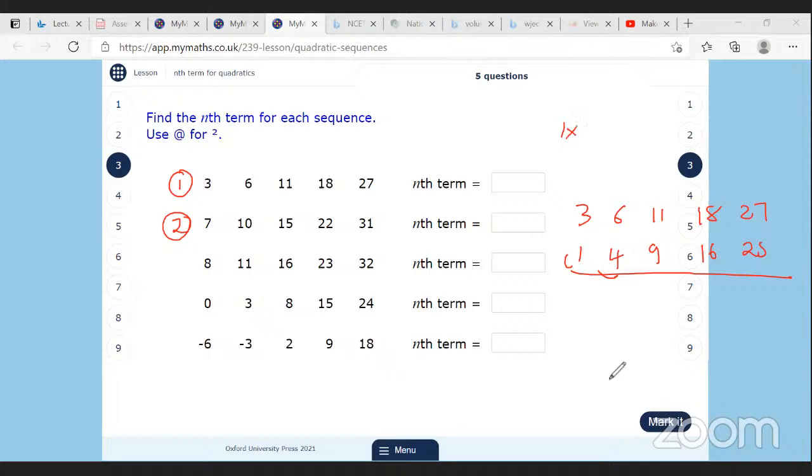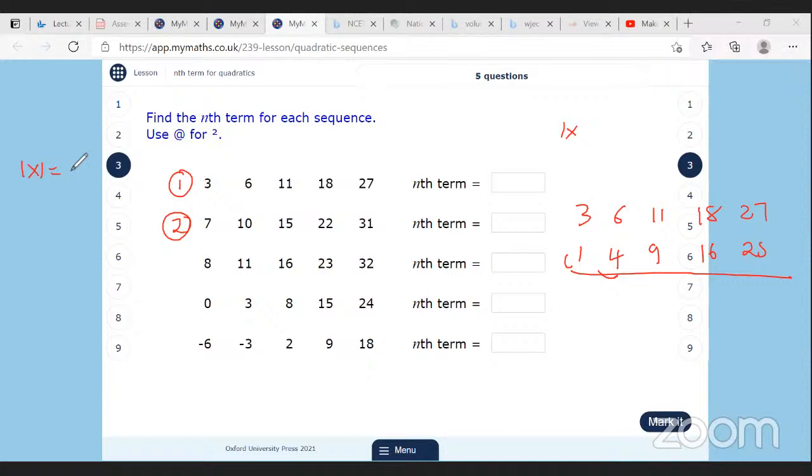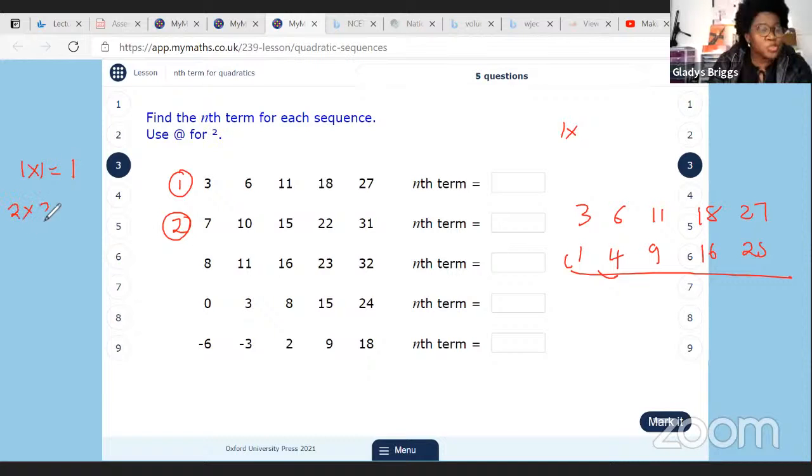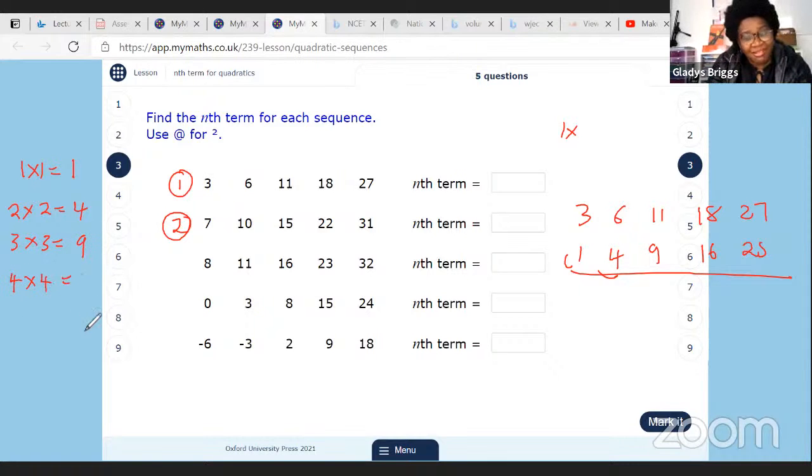Right, okay, look here now. 1 times 1 is what? 1. Thank you. 2 times 2 is what? 4. 3 times 3 is what? 9. 4 times 4 is what? You are looking for where I got them. I want to show you where I got them from. Right, now you got it.